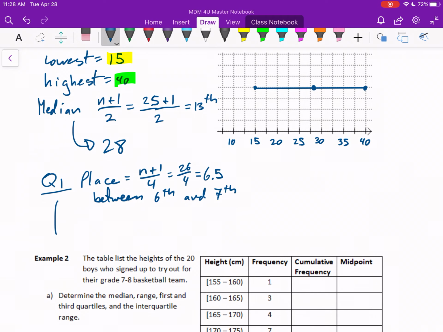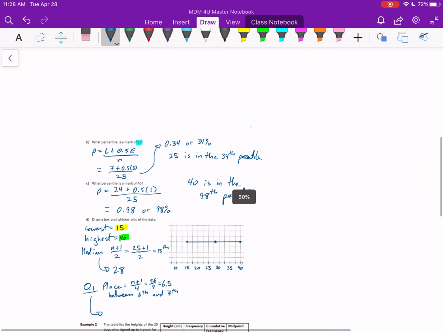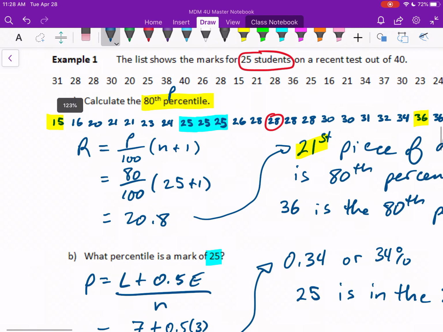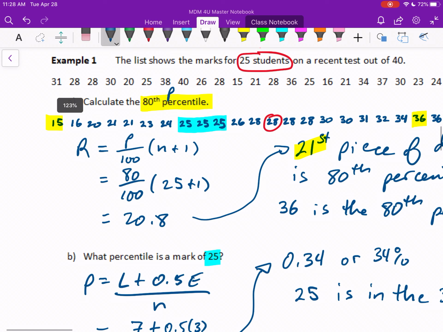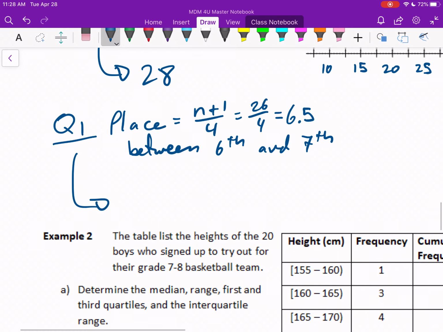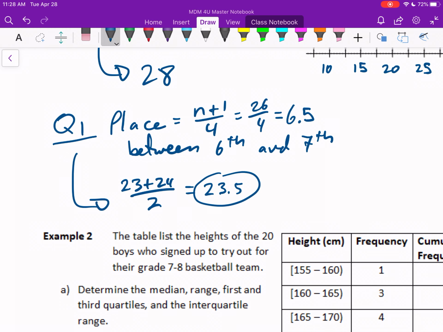Okay, so Q1, the 6th place, again going back to my list, 2, 4, 6. The 6th place would be 23, the 7th place would be 24. So it'd be 23 plus 24 divided by 2. If it's in between, it's always just the average of the 2 numbers. So just add them together, divide by 2. That's always going to be the case. So halfway between 23 and 24, Q1 is going to be 23.5.